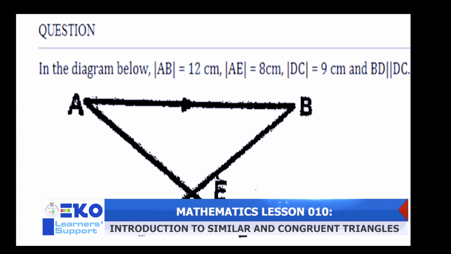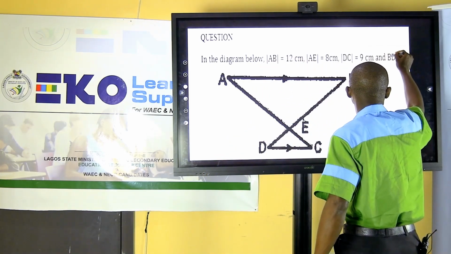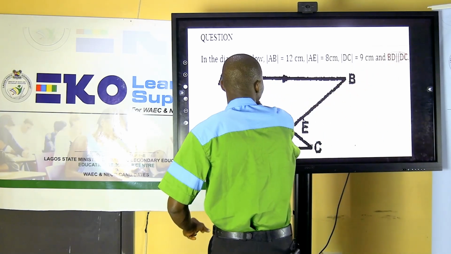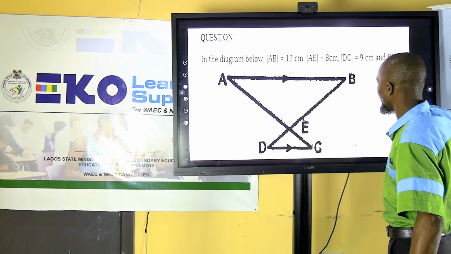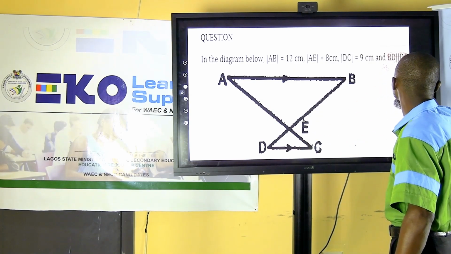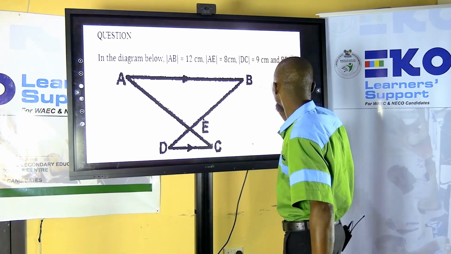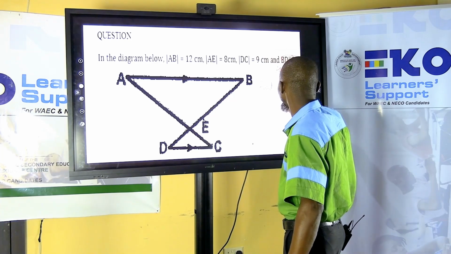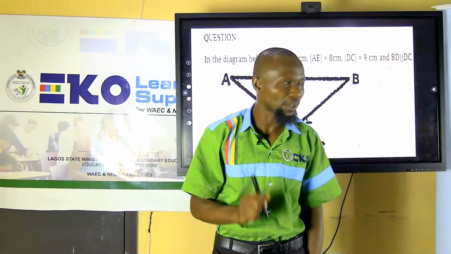AB is parallel to DC. So the question is, find EC. That is our practice question, and I want to give you just 60 seconds to quickly look at that.